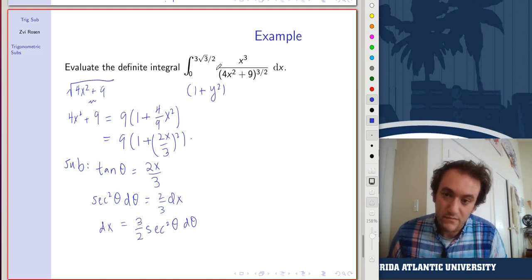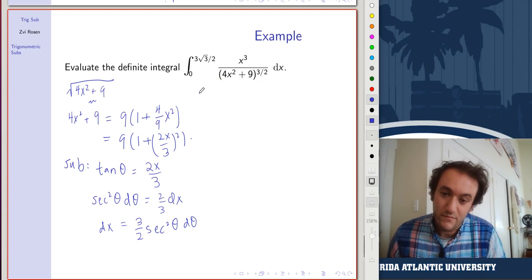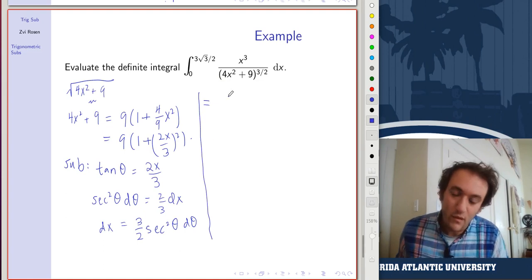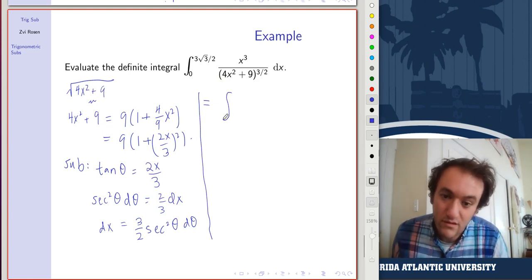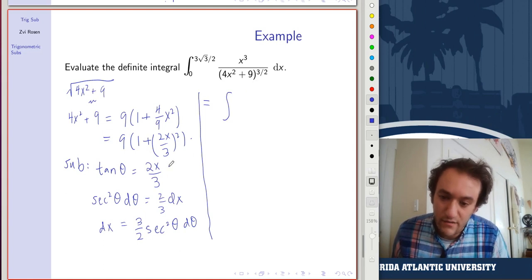I'm going to quickly erase this. So subbing in for this integral, instead of x cubed, we're going to have 3/2 tan theta cubed.